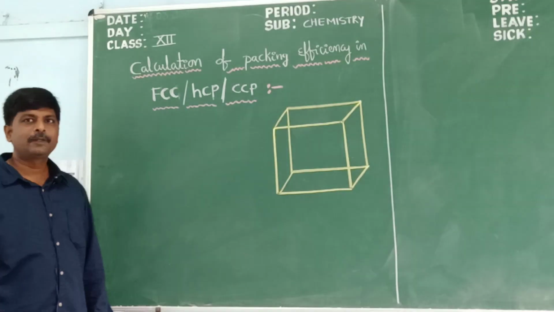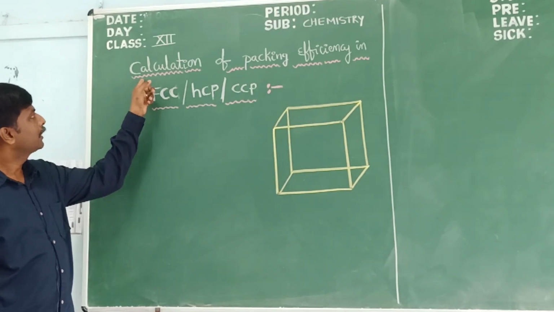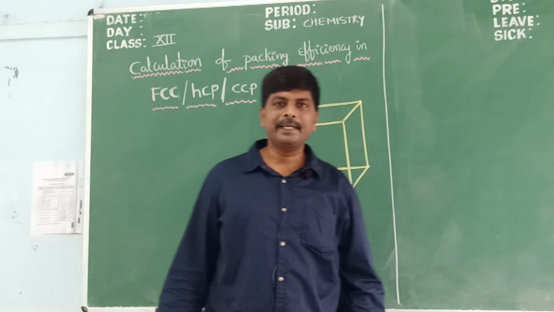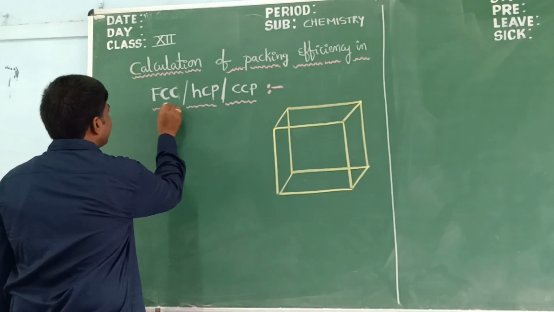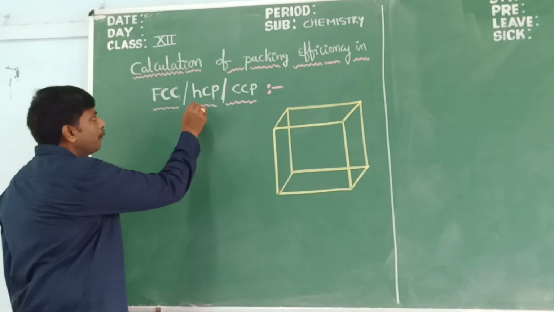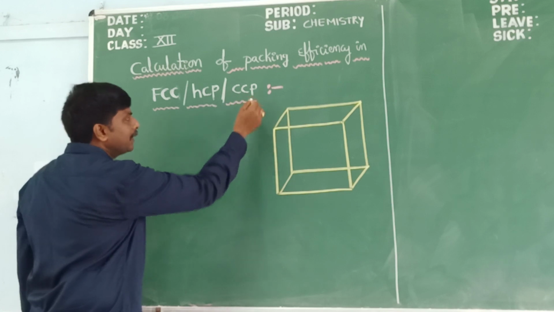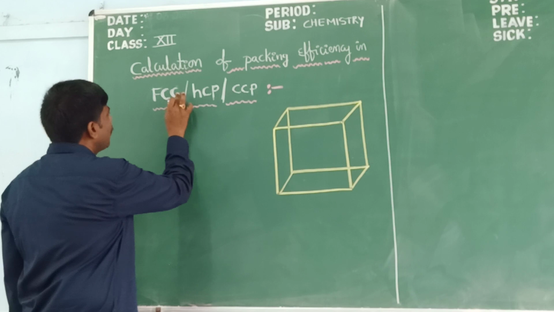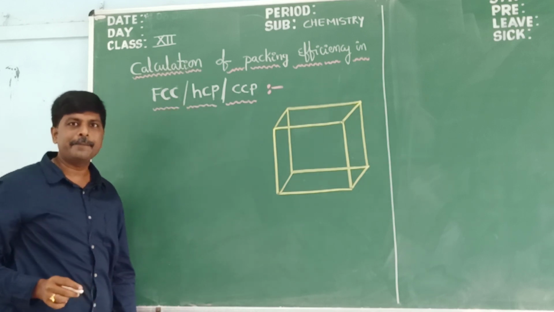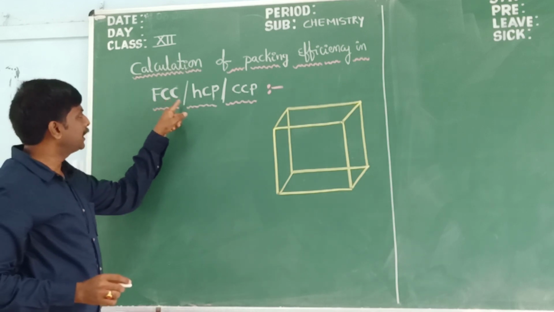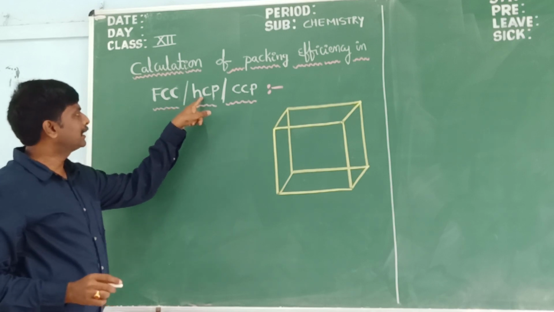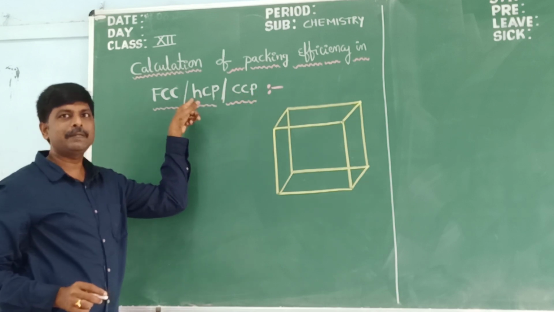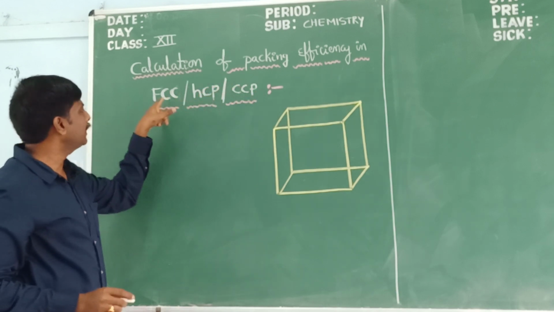Students, today I will explain the calculation of packing efficiency in face-centered cubic. Both CCP and HCP also have the same efficiency. So now we will start the calculation of packing efficiency in face-centered cubic, or hexagonal close packing, or cubic close packing, or FCC.